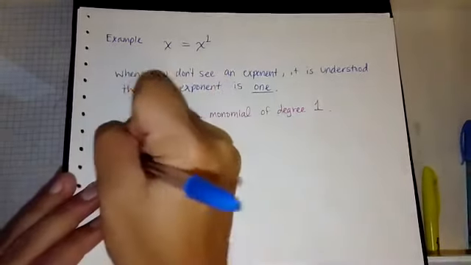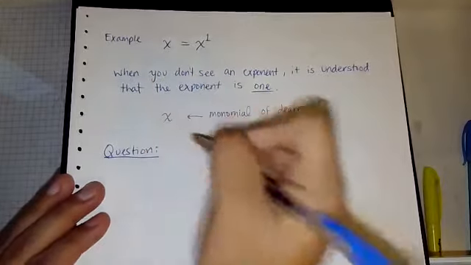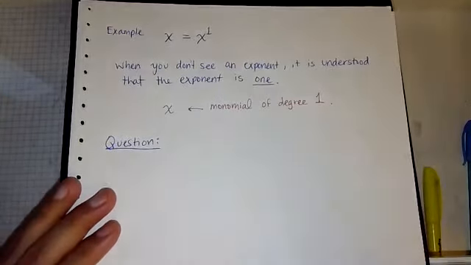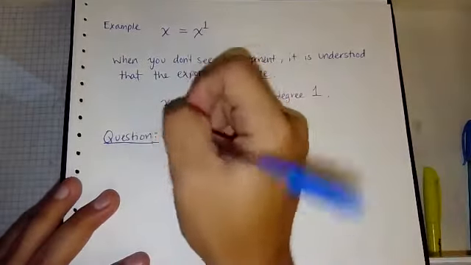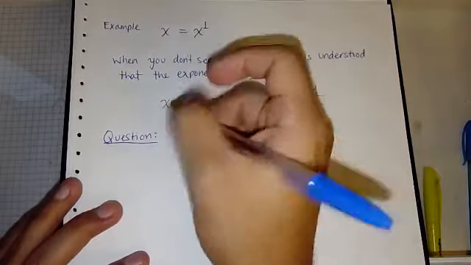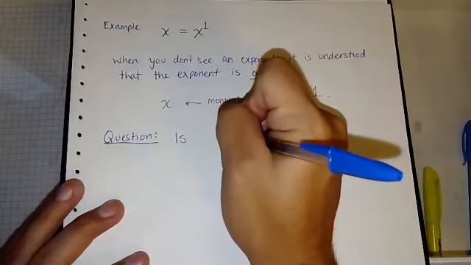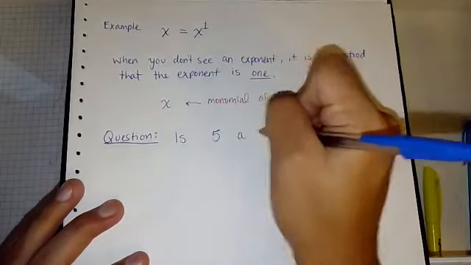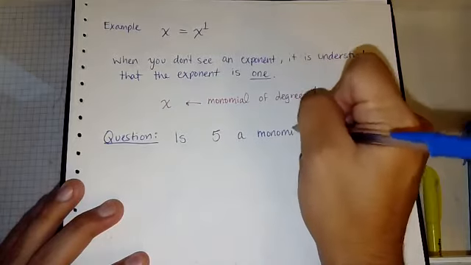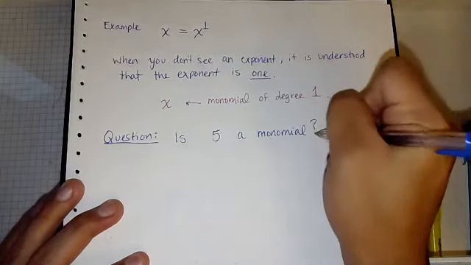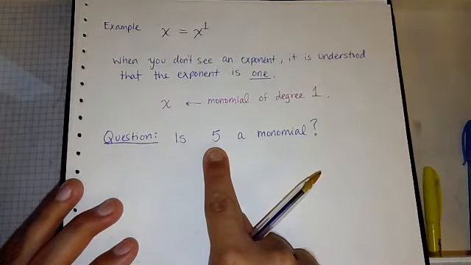But now I have a question for you guys. All of those monomials that we just showed had some sort of variable component. What about the constant term? So is the number, let me just pick a number, 5, a monomial? What do you guys think? Just the number 5 by itself.